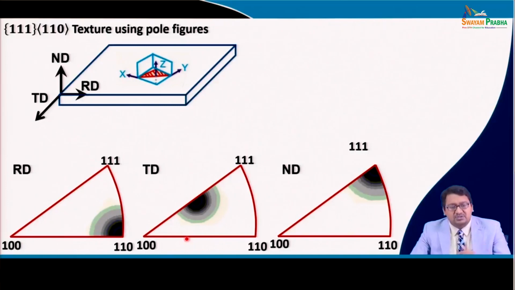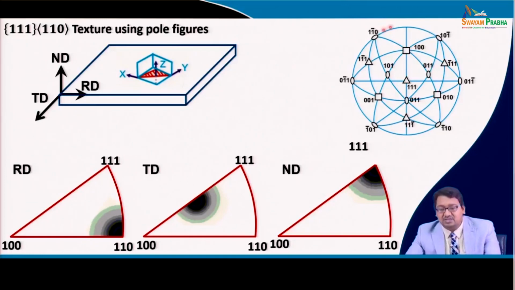So, let us use the 111 110 texture using the inverse pole figure, and this is the same example. You see the ND inverse pole figure shows its intensity along 111. On the other hand, the RD inverse pole figure shows its intensity at 110, and where will be the intensity of TD? Now, if we make a cross product of 111 and 110, you will find that the intensity of TD comes along 112, and 112 will be in the equal angular division between 111 and 100, so it will come somewhere in between, and if you add 100 plus 111, somewhere here it will be 112.